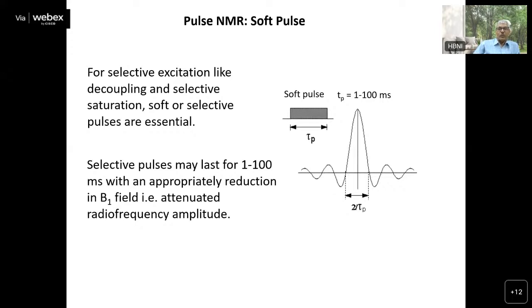without affecting the others. So the basic difference between the hard pulse and the soft pulse is that in a hard pulse you use a very strong B1 field, apply it for a very short period, and create a large uncertainty in the frequency range, or you can create an uncertainty in the field that is sufficient to bring all the nuclei present in the sample to resonance. Whereas with a soft pulse, you can selectively excite a particular nucleus.